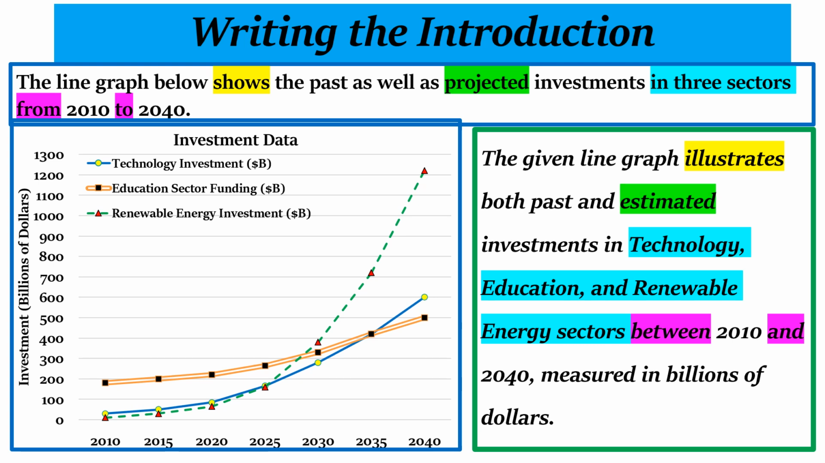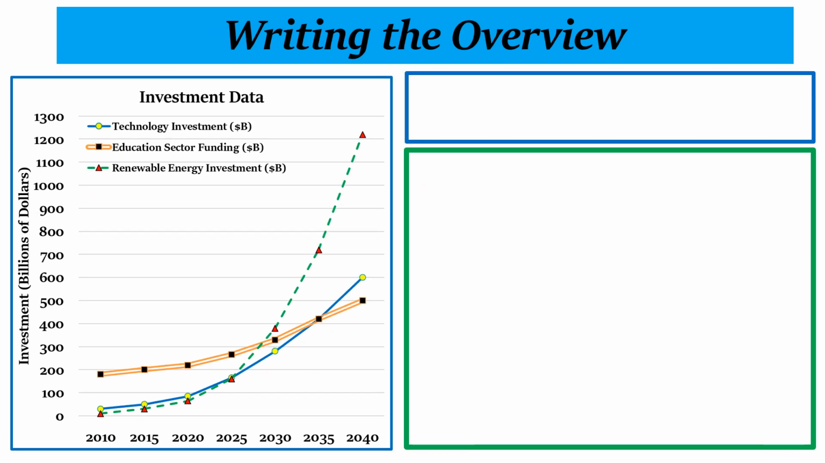Now that we have introduced the graph, let's move on to how to write a clear overview. In the overview, we summarize the key trends without too many details. Here, our goal is to highlight the general patterns rather than focus on specific numbers. First, we begin with the word overall as usual. Then we identify the main trends in the graph.